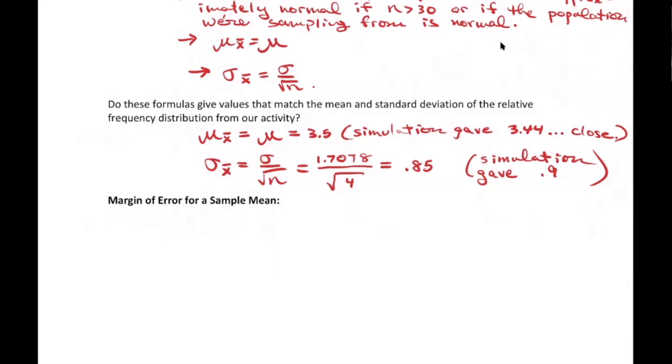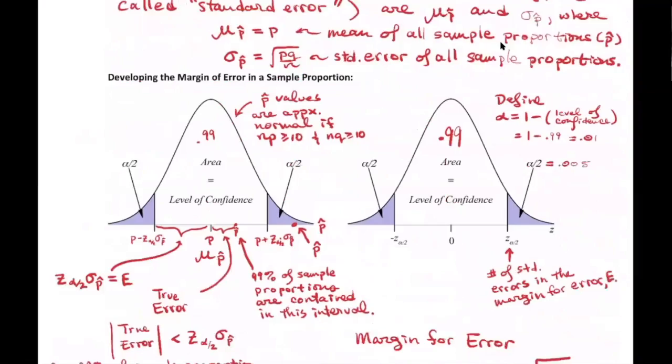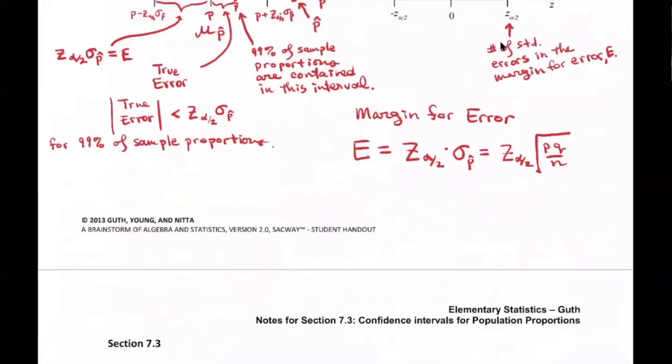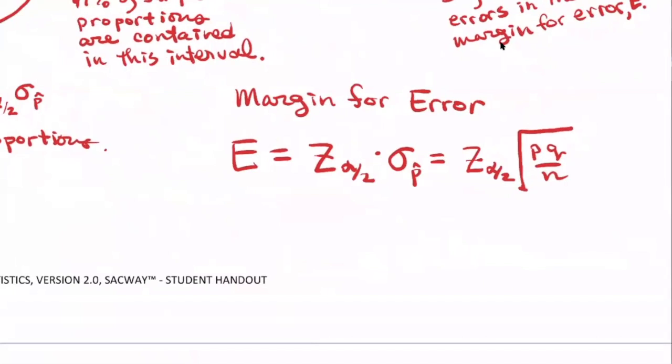Now remember, for the margin of error, I just want to slide back to 7.2 real quick. So just one moment while I bring up 7.2. Down at the bottom in 7.2, we learned that the margin of error was this z alpha over 2 times this standard deviation, which is called standard error. That's just the standard error of our statistic, and it requires that the statistic be normally distributed.